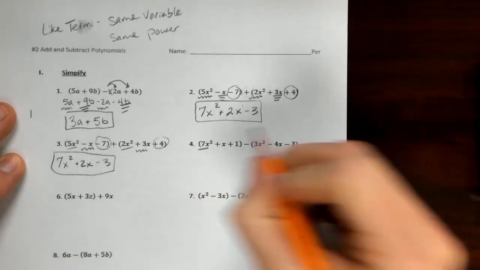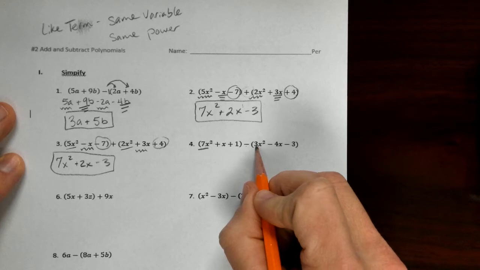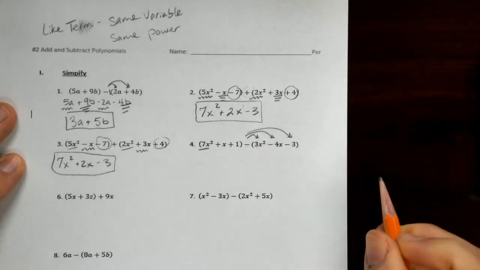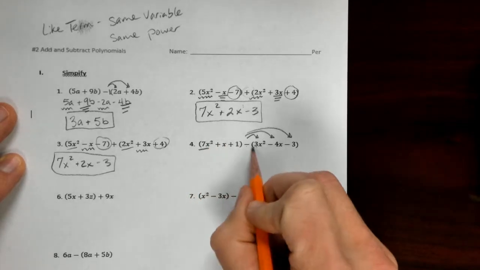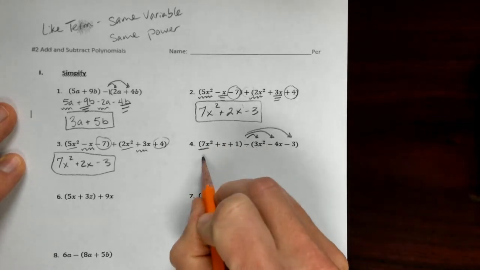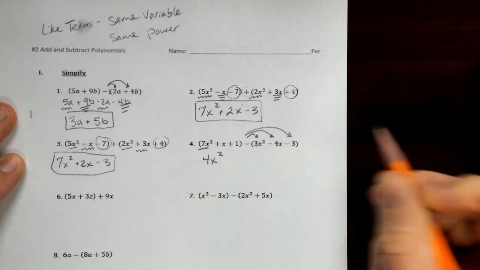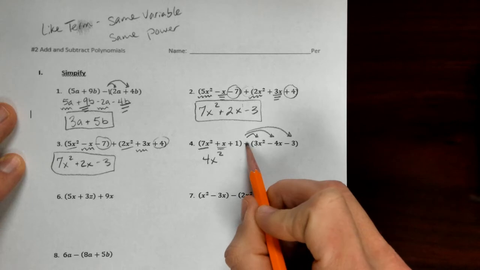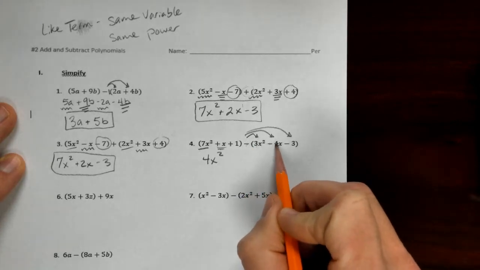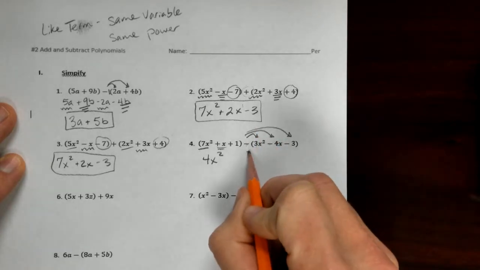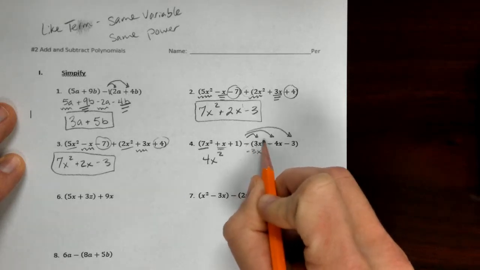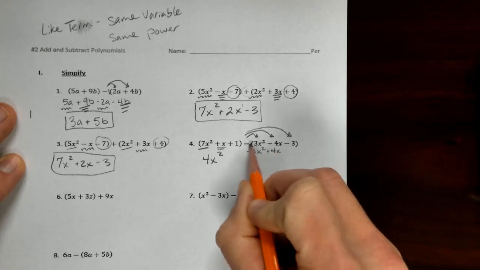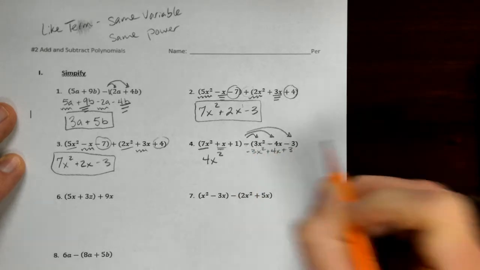Number 4, I've got a 7x squared and a negative 3x squared. So once again, we need to distribute this negative, because that's going to be 7x squared minus 3x squared. That's going to give me a positive 4x squared. Now let's go to our x's. We've got a positive x minus negative 4x. So now this is a negative 3x squared if I'm distributing. This is a positive because a negative times a negative gives me a positive 4x, and then a positive 3.